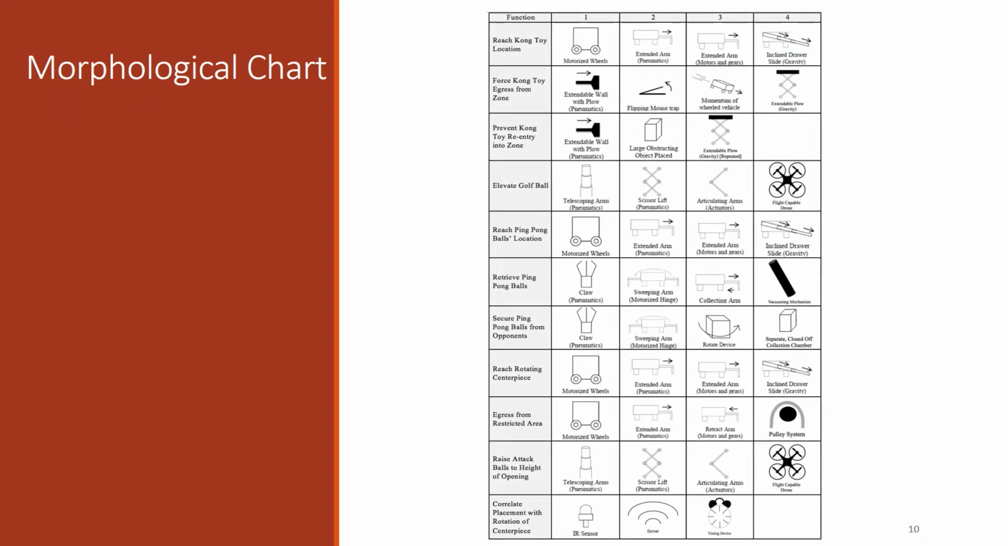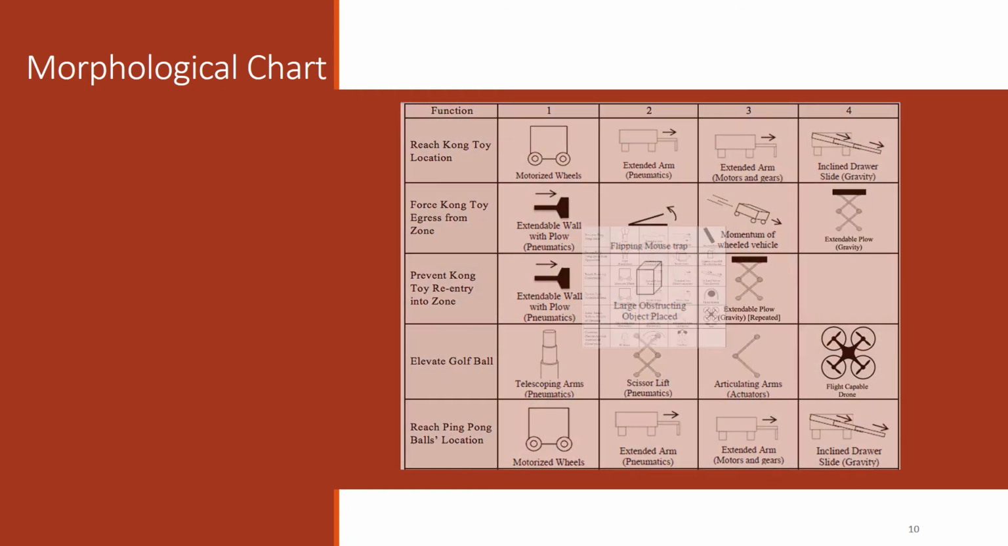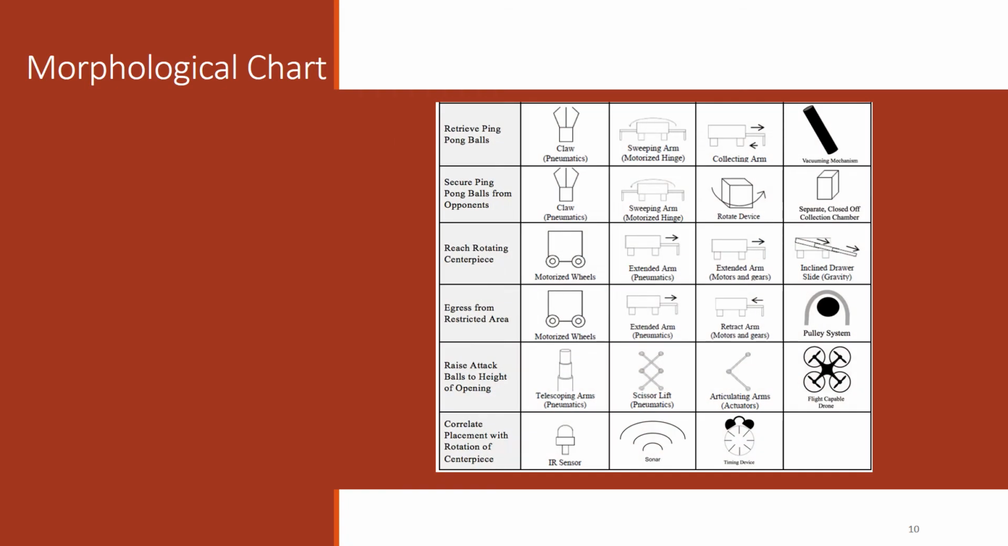The morphological chart shown here details the design concepts developed to complete the sub-functions identified in the function tree. It will be necessary to test the various methods for each task to determine which concepts are efficient and successful in completing the tasks, and thus should be incorporated into the prototype and final design.